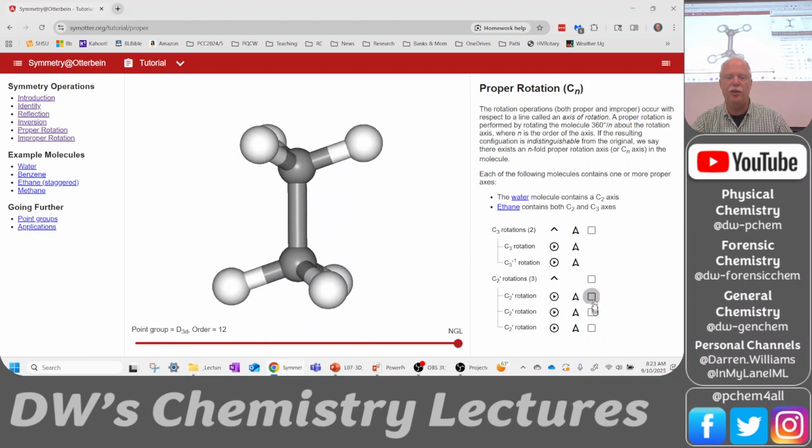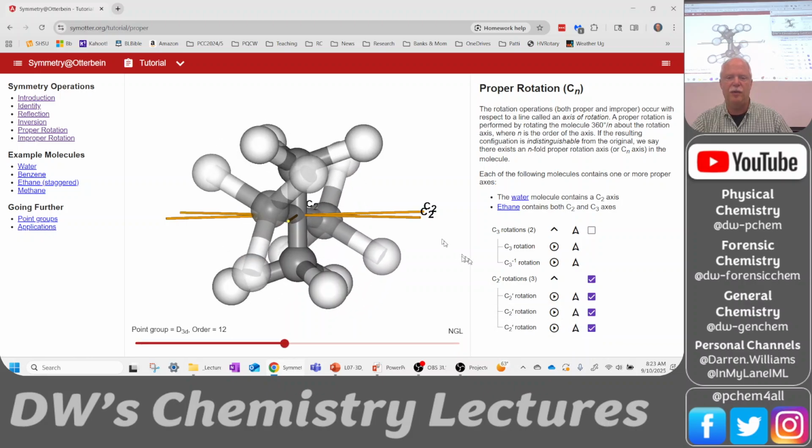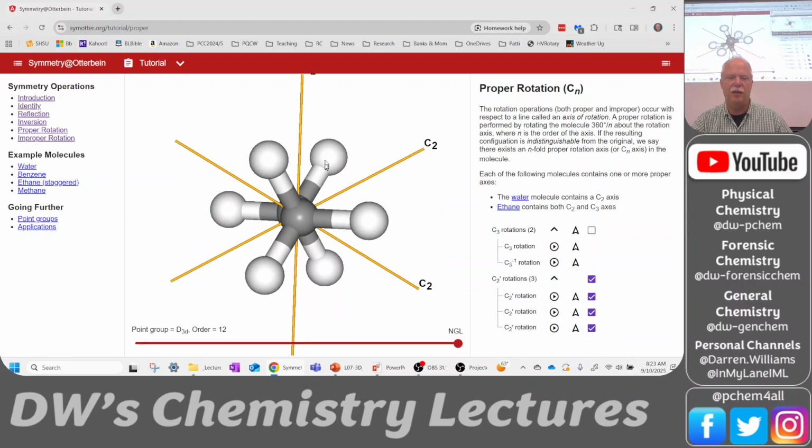If I show these axes, here's the C2 that we're looking down. Here's the other one, and here's the third one. Notice if we have threefold symmetry and we find one C2, those other C2s are a third of a turn away. Yes. So is this what it means when the flow chart asks if there are any perpendicular C2 axes? That's why I emphasized that.